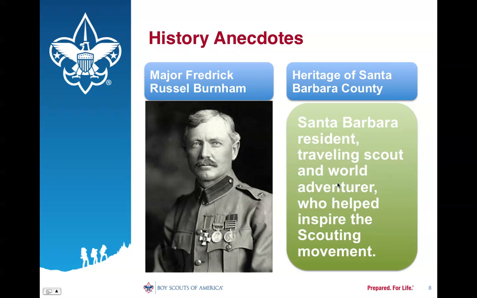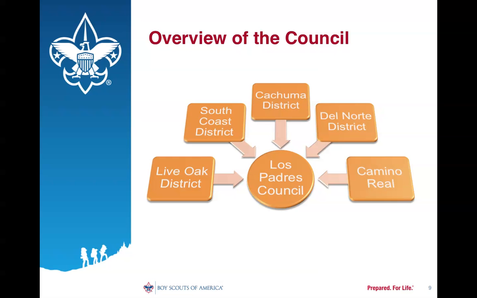Troop 1 is the oldest scout unit west of the Mississippi, and also just a point of reference, Major Frederick Russell Burnham, if you're a history buff, was one of the founders of scouting with Robert Baden-Powell, and he was actually a resident of Santa Barbara, so it's just neat to have him in our midst.